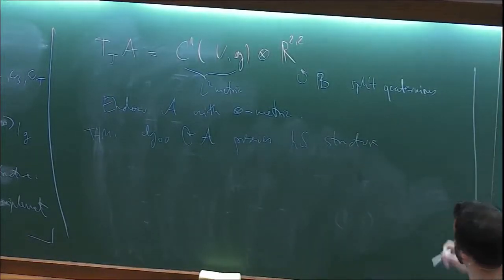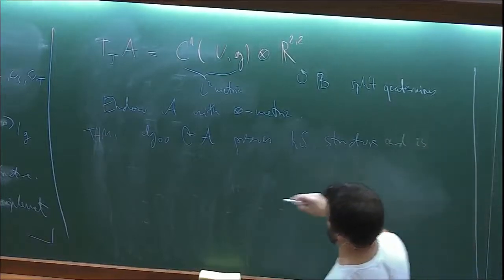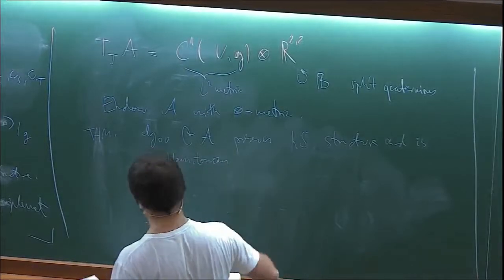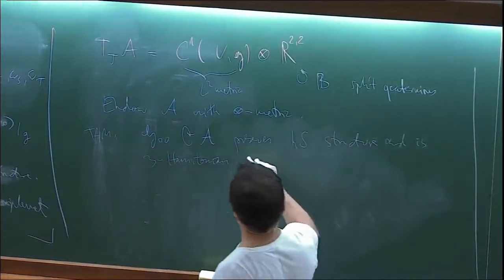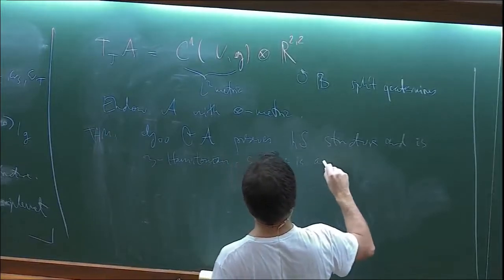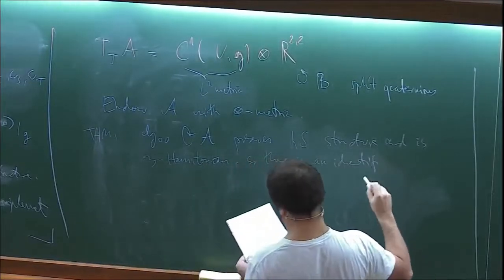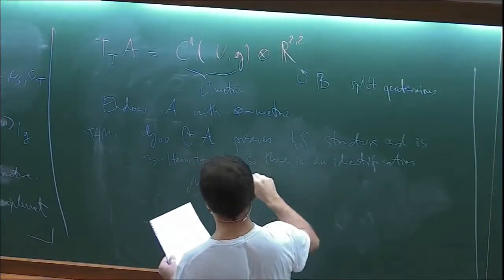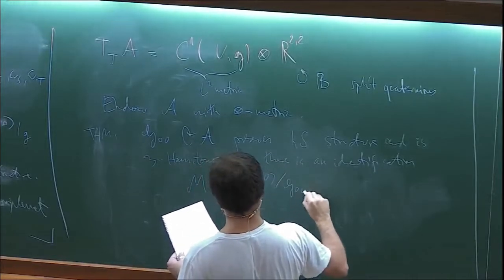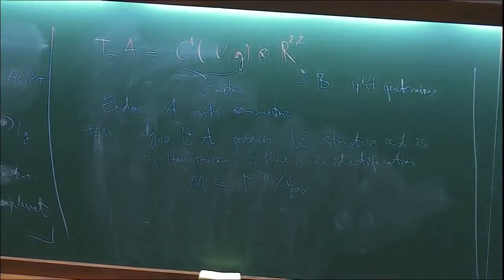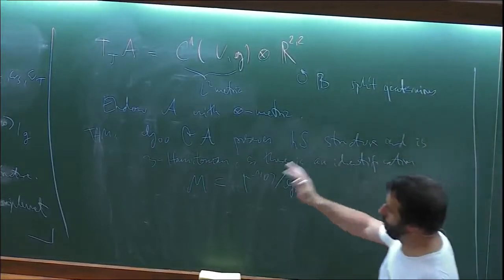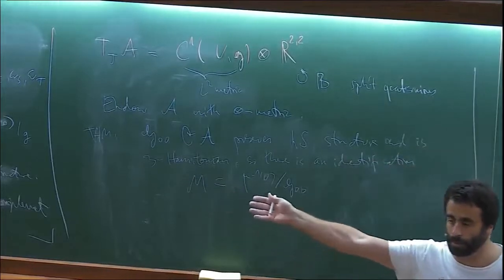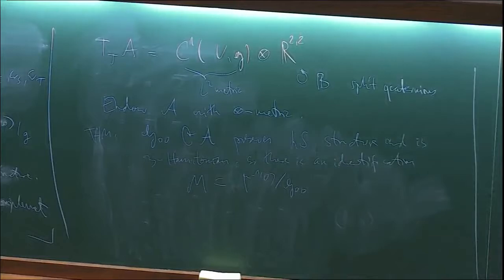and is tri-Hamiltonian. So Hamiltonian with respect to the three forms. Okay, so there is an identification of the moduli space with... okay. So the point is that when you compute these moment maps, you're going to get basically the Nahm-Schmid equations.